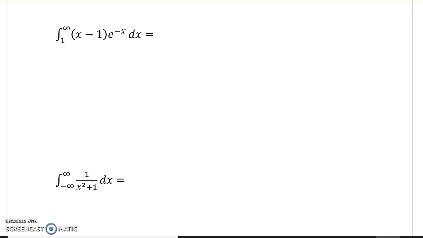Here are some more improper integrals. Of course, they're improper because their bounds contain either infinity or negative infinity or both. So first step is let's make sure that this function is defined for all values from 1 to infinity. It is. This function has a domain of all real numbers, so no worries there. So the only place where we have improperness is at this infinity right here.